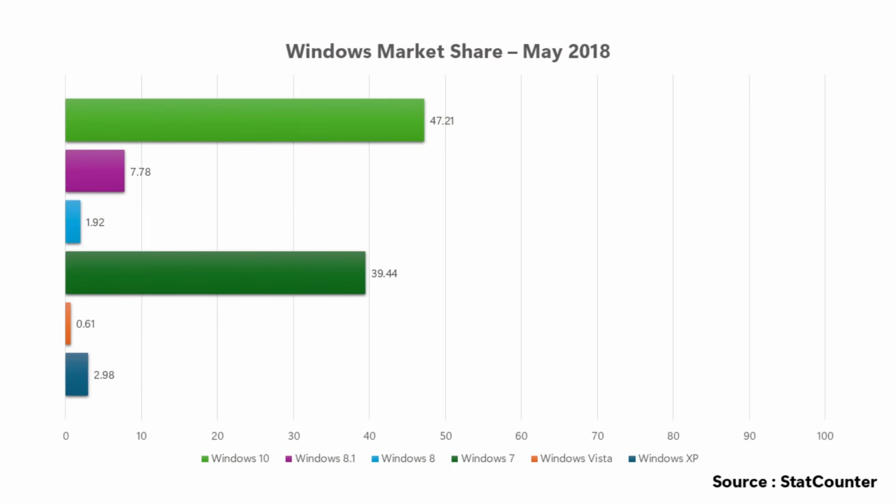From the market share perspective, this update marks the first time Windows 10 holds the majority of Windows market share, on May 2018 by reaching 47.21%, while Windows 7 is now at 39.44%, and Windows 8.1 dropped quite a lot to 7.78%.